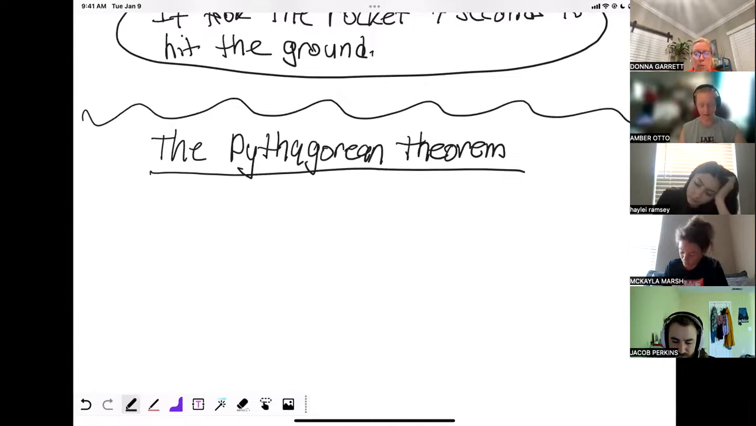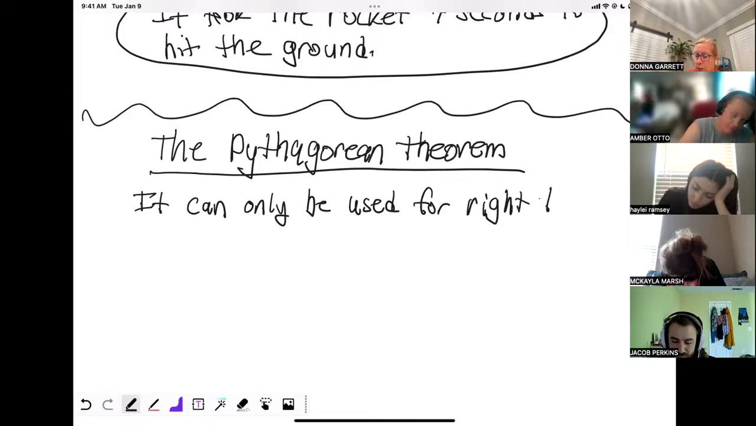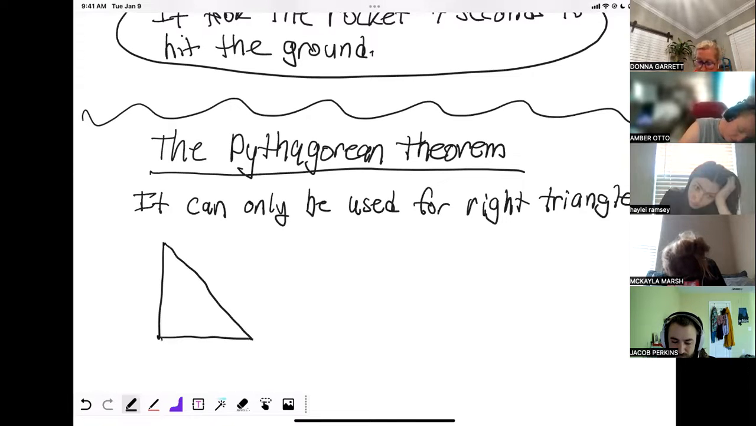I don't know how long it's been since you've seen the Pythagorean theorem, but it can only be used on right triangles. It can only be used for right triangles. So if you don't have a right triangle, meaning that one of the angles is 90, you can't use the Pythagorean theorem. And just to review what the Pythagorean theorem is, where it came from.